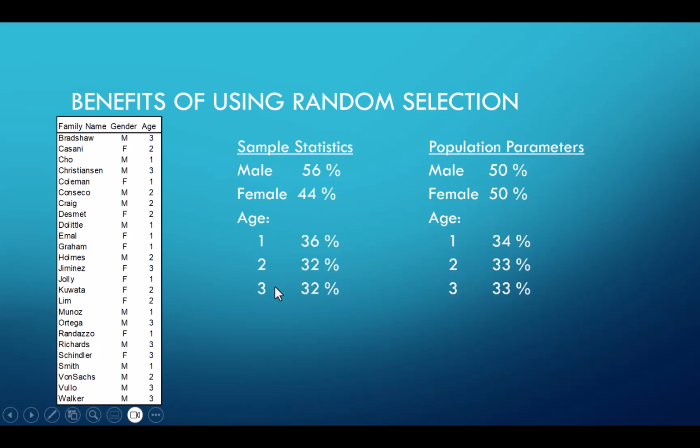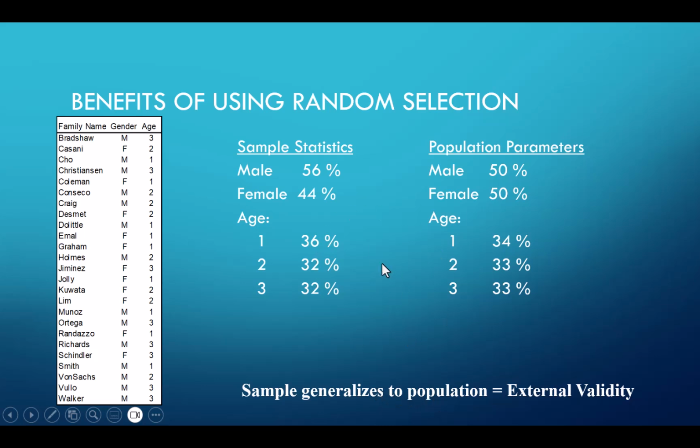So when I randomly selected my sample using simple random sampling, the random function in Excel, I ended up with 56% male, 44% female, and 36, 32, 32 of 1, 2, and 3-year-olds. That's pretty darn close. The sample generalizes to the population.